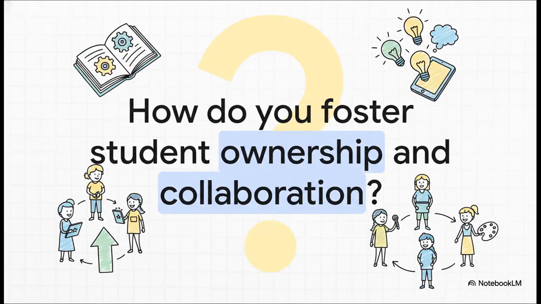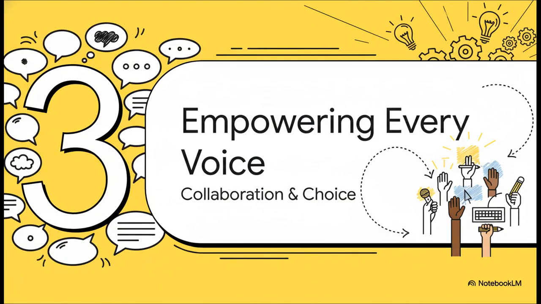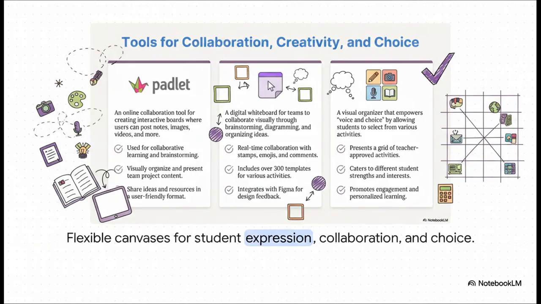Okay, so we've covered getting them access to the material and keeping them engaged in the lesson. What's the next step? Well, it's about empowering them. How do we get students to really take ownership of their learning, to get creative, and to work together in meaningful ways? This last group of tools is all about that student agency. It's about flipping the script a little bit, moving from you just delivering information to your students actively creating and sharing what they've learned.